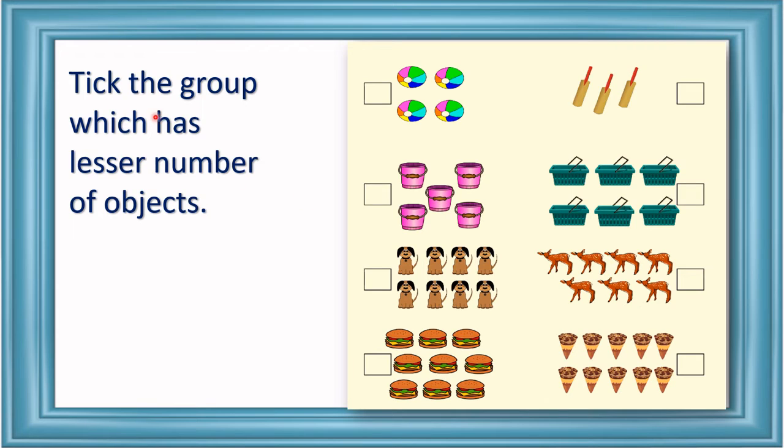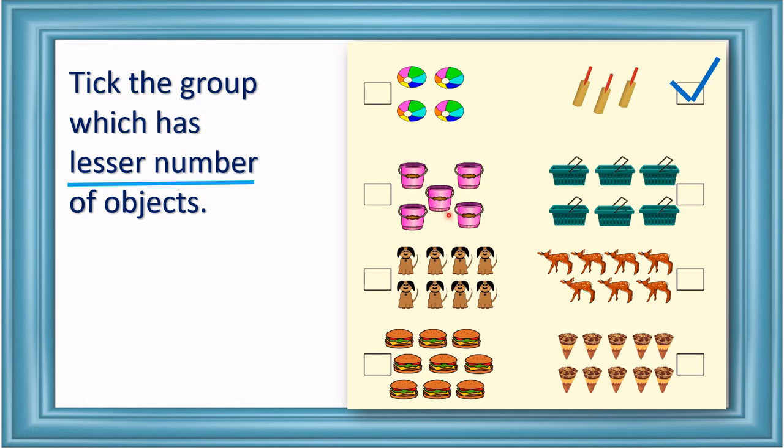Here, tick the group which has lesser number of objects. What to tick? Lesser number. Remember. Now in the first row, 4 balls, 3 bats. Come on, tell me which one to tick? Nice, 3 bats. 3 is lesser compared to 4, right? So let us tick here.